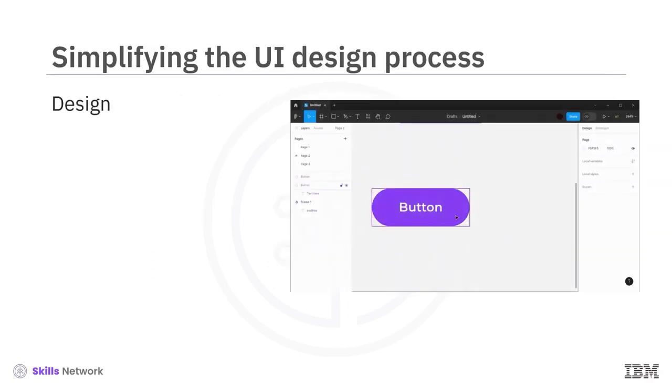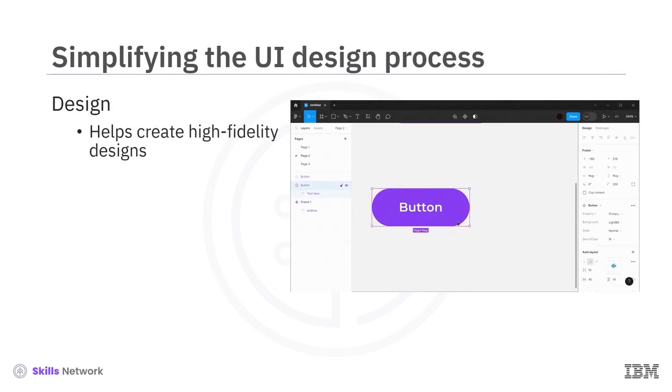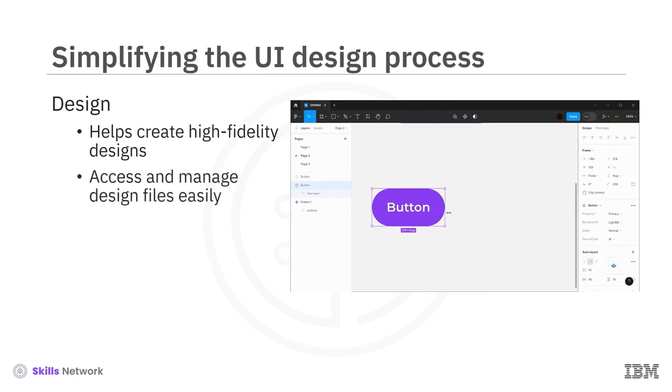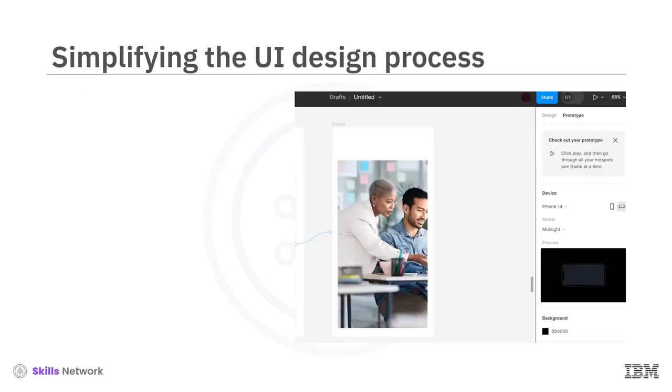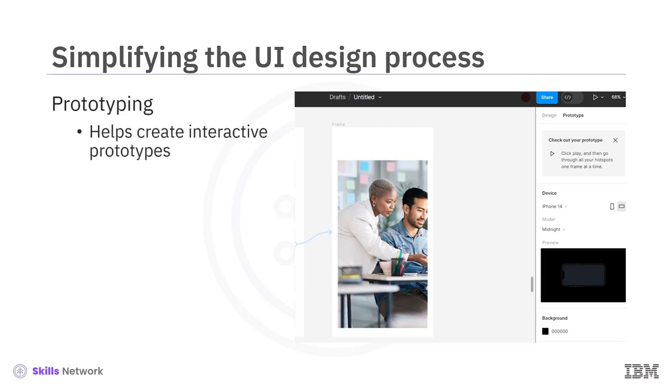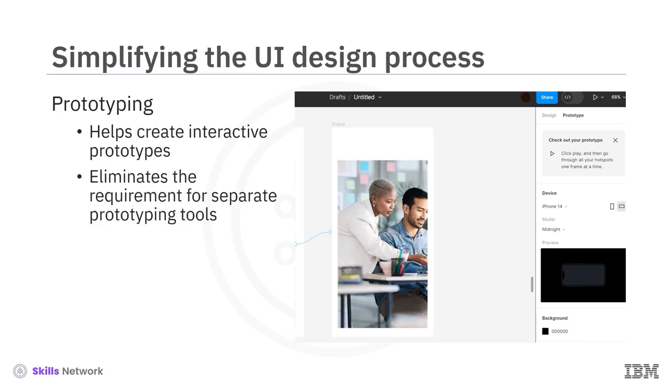Figma simplifies the UI design process. Designers can create high-fidelity designs using powerful tools like vector editing and layout features, all in one place. The centralized platform allows access and management of design files, eliminating the need for multiple tools. In addition, Figma integrates prototyping capabilities, enabling designers to create interactive prototypes for user flows, usability testing, and feedback collection. This integration eliminates the requirement for separate prototyping tools, streamlining the design and testing process.